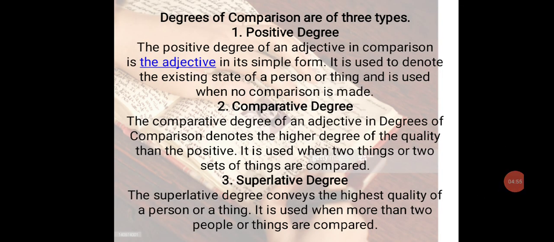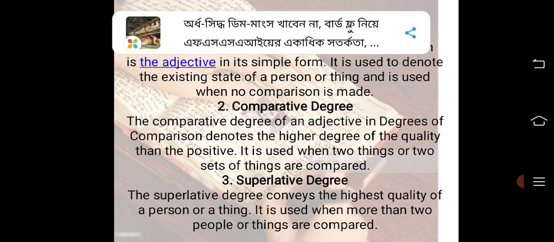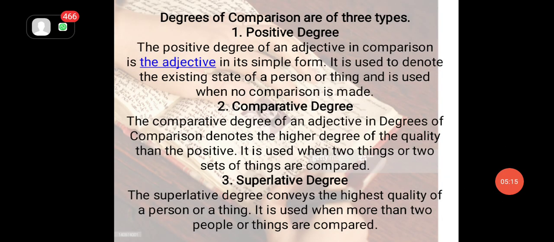Now, I will explain what is positive degree. The positive degree of an adjective in comparison is the adjective in its simple form. It is used to denote the existing state of a person or thing and is used when no comparison is made.